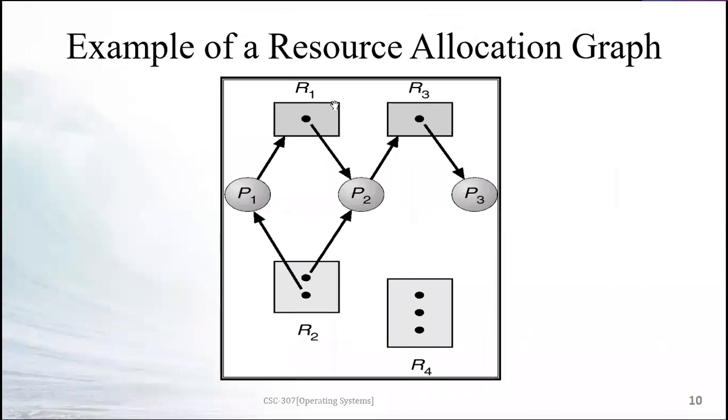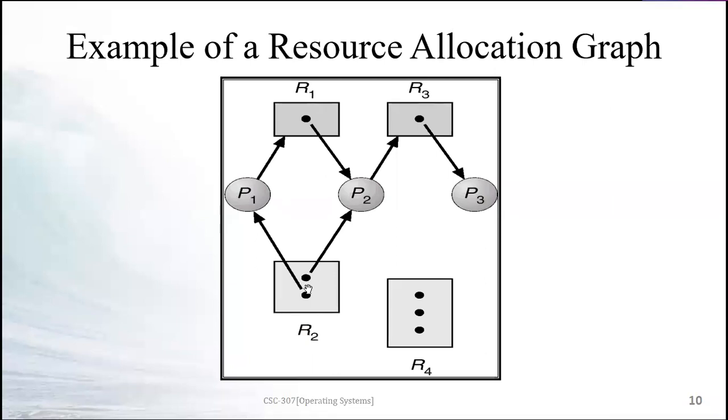Sorry about that. So basically, let me explain this graph. First of all, R means resource, P means process, that we all know. So R1 means resource 1, R2 means resource 2, R3 means resource 3, R4 means resource 4. One dot means only one process can use the resource at a time. 3 dots means 3 processes can use the resource at a time. 2 dots means 2 processes can use the resource at a time.